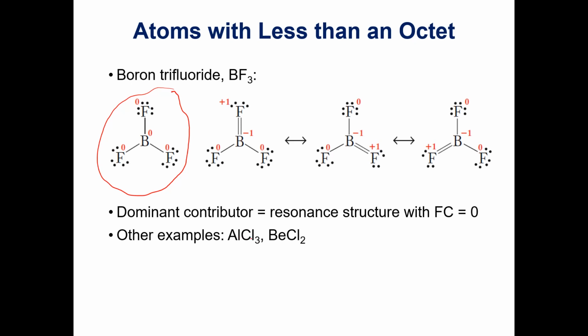There are a couple of other examples of that, things like aluminum chloride and beryllium chloride, but the one that you will see most often is boron. So if you're drawing a structure with boron in it, and you're finding that you don't have enough electrons to go around, remember that boron can be electron deficient.